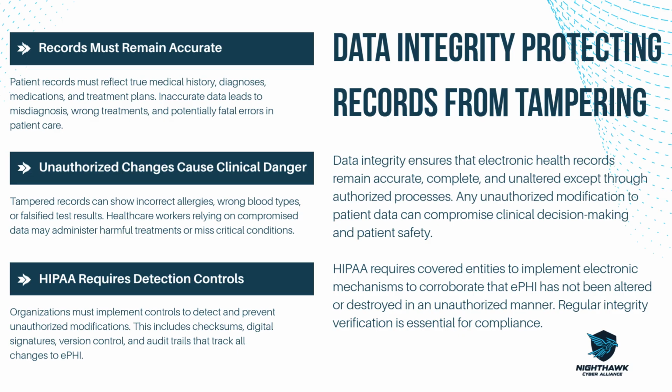Data integrity ensures that electronic health records remain accurate, complete, and unaltered, except through authorized processes. Patient records must reflect true medical history, diagnoses, medications, and treatment plans, because inaccurate data can lead directly to misdiagnosis, wrong treatments, and potentially fatal errors. Tampered records can show incorrect allergies, wrong blood types, or falsified test results, and healthcare workers relying on that compromised data may administer harmful treatments without knowing anything is wrong.